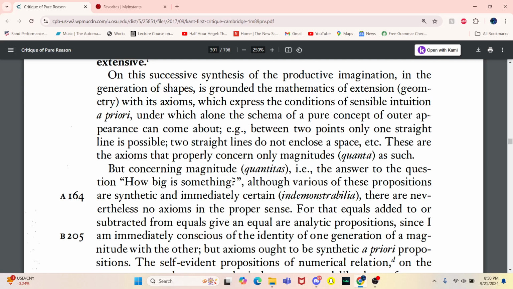On the successive synthesis of the productive imagination and the generation of shapes is grounded the mathematics of extension, geometry, with its axioms, which express the conditions of sensible intuition a priori, under which alone the schema of a pure concept of outer appearance can come about. E.g., between 2 points, only one straight line is possible. 2 straight lines do not enclose a space, etc. These are the axioms that properly concern only magnitudes, quanta, as such.